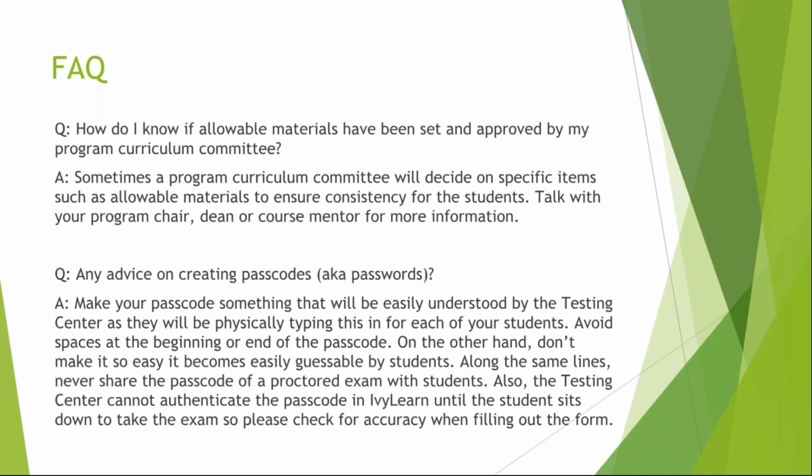How do I know if allowable materials have been set and approved by my program curriculum committee? Sometimes things like calculators or scratch paper or whatever are decided at the curriculum committee level. If you have questions about that, I would ask you to talk with your program chair, your dean, or your course mentor for that information. They're the ones who would know that.